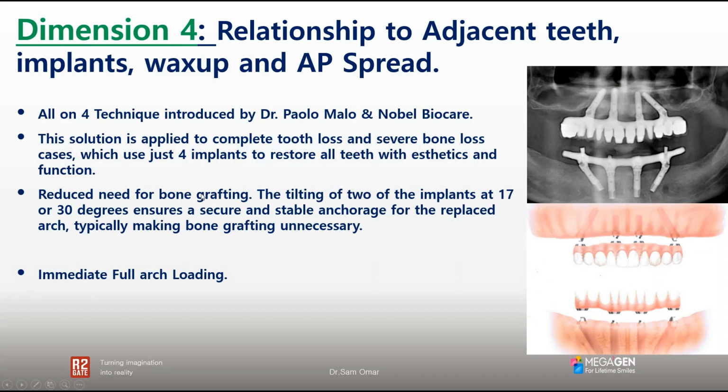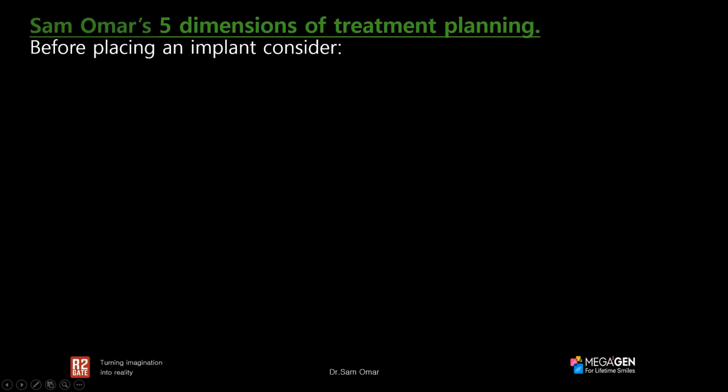It reduces the need for bone grafting because we avoid going into the sinus and we avoid hitting the nerve. Tilting the 2 posterior implants at 17 or 30 degrees ensures a secure and stable anchorage for the replaced arch, typically making bone grafting unnecessary. So you see here from the radiograph, we have as much AP spread as we would have with a straight implant. On the other hand, we're avoiding the sinus by tilting the implants. And in these cases we do full arch immediate loading. So let's go back to the 5 dimensions of treatment planning.